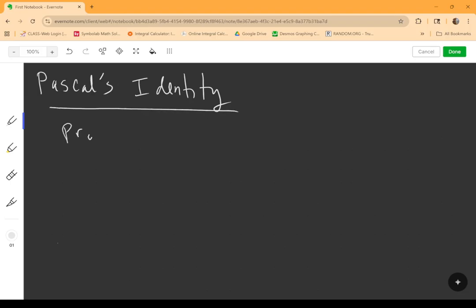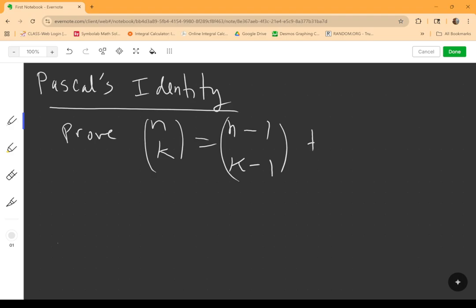Okay, so here we're going to take a look at proving some binomial identities using a combinatorial proof as opposed to an algebraic one. Our first one, we'll start with Pascal's identity. We want to prove that n choose k is equal to n minus 1 choose k minus 1, plus n minus 1 choose k.